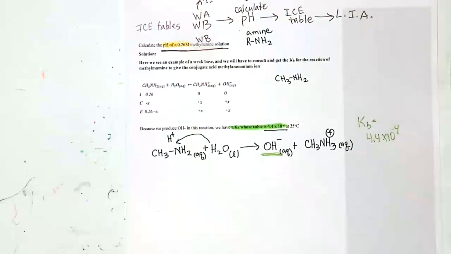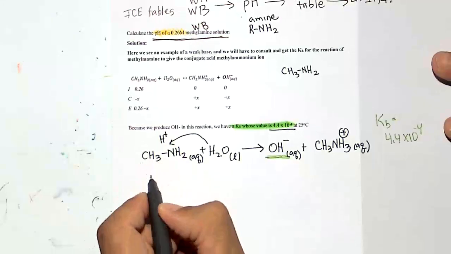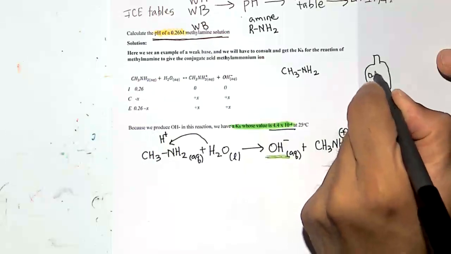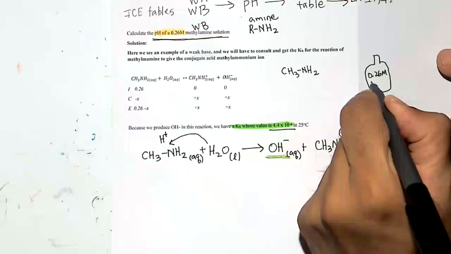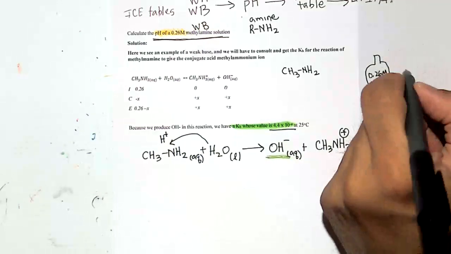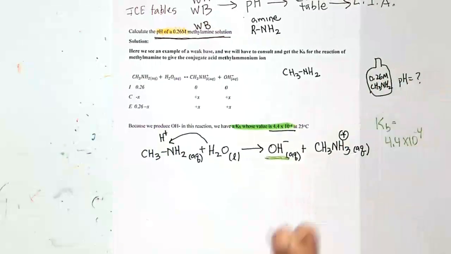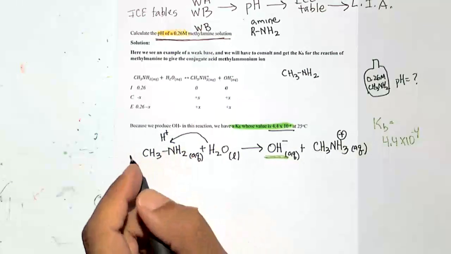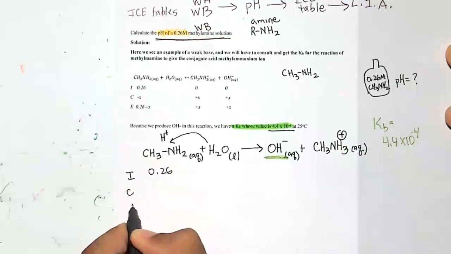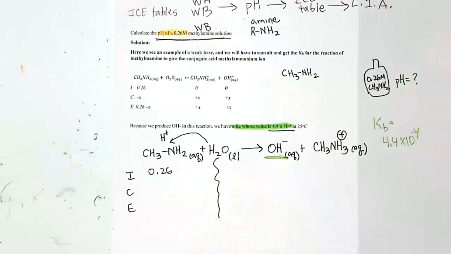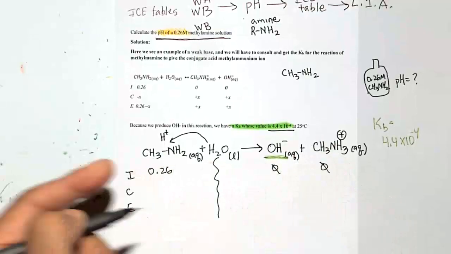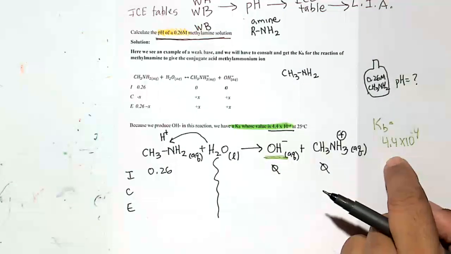All right, so back to our problem here. 0.26 molar. Imagine you have a bottle of 0.26 molar of this methylamine. It's asking you for the pH of this. So we'll do our ice table. Water is a liquid, so you don't worry about that. Some of it will go this way and be a source of OH minus.